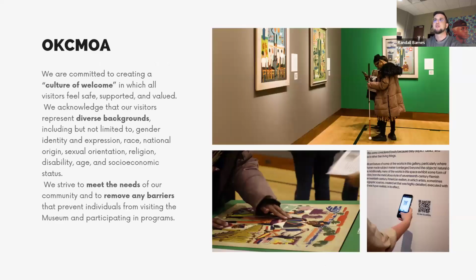Jack, like we said, a great resource and sort of like a driver of this project as well. So at the Oklahoma City Museum of Art, we are committed to creating a culture of welcome in which all visitors feel safe, supported, and valued. We acknowledge that our visitors represent diverse backgrounds, including but not limited to gender identity and expression, race, national origin, sexual orientation, religion, disability, age, and socioeconomic status. We strive to meet the needs of our community and to remove any barriers that prevent individuals from visiting the museum and participating in our programs. So our mission is to enrich lives through the visual arts, and so that is our goal.